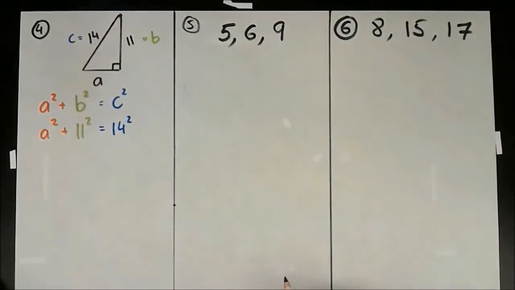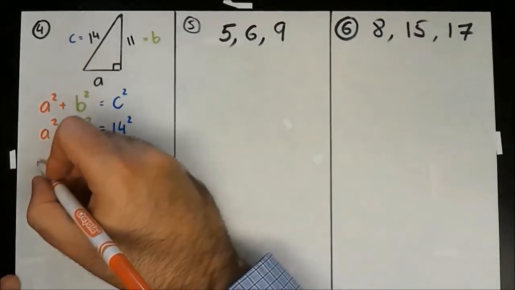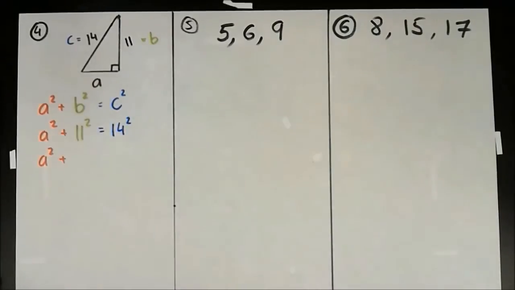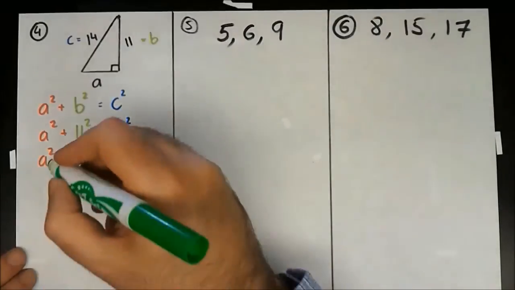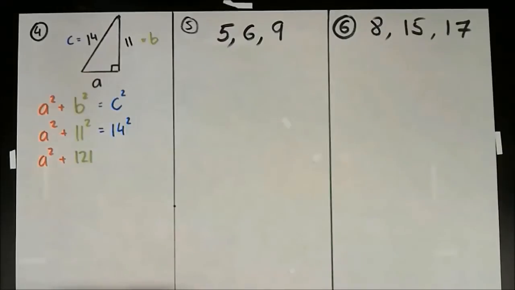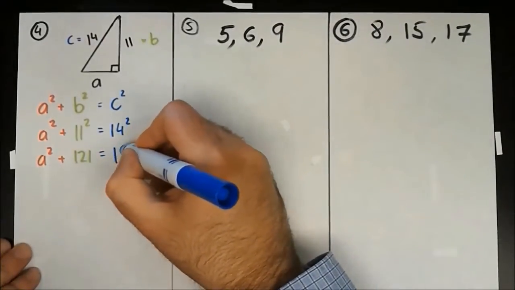Alright. Now I'm going to crunch my numbers and see what I get. A squared obviously stays behind. 11 squared, what's 11 times 11? 121. What's 14 times 14? Anyone? It's 196. So 196. Oops. Clumsy today.